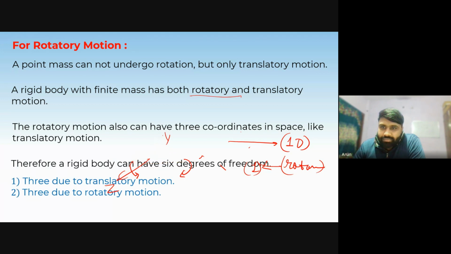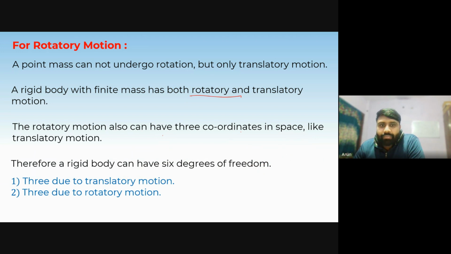Now, the rigid body can have 6 degrees of freedom, 3 due to translatory motion and 3 due to rotatory motion. Got it? And of the systems that we have, this is the maximum number of degrees of freedom that a rigid body can have. Okay.